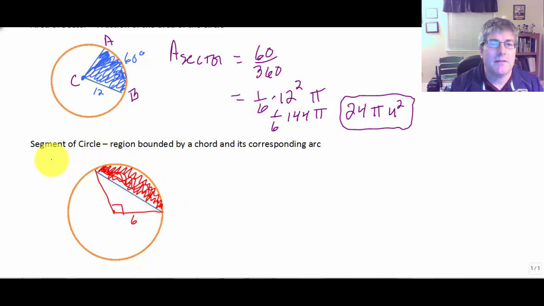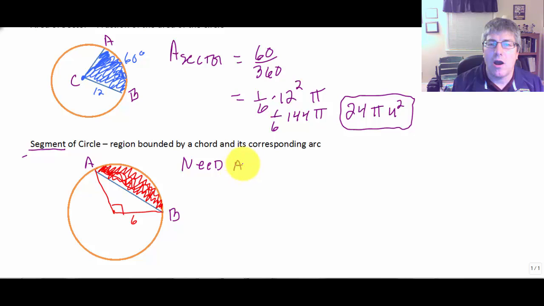Next is a segment. The segment of a circle is the region bounded by a chord and its corresponding arc. So if we have chord AB and arc AB, the area of the segment is that region shaded in red. Now to find the area of the segment is a little tricky. There's some information we need. We will need a variety of things.